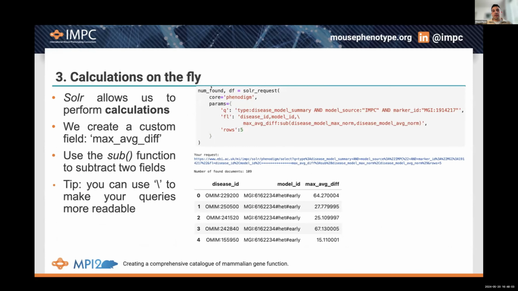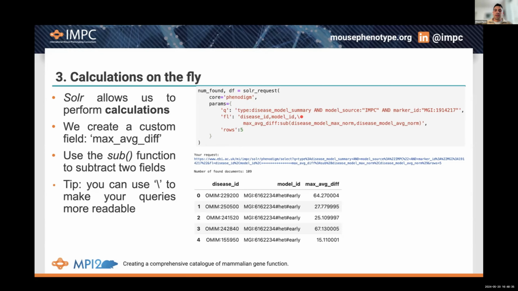So for example, I have this query that builds on the previous one before we went into the exercises, where I retrieved the models that belong only to IMPC for a specific mouse gene. I put out the pointer. And then I have elevated my query by passing the fields disease ID and model ID. And after that, I want to calculate the value that is the maximum value that we saw minus the average value that we just saw.